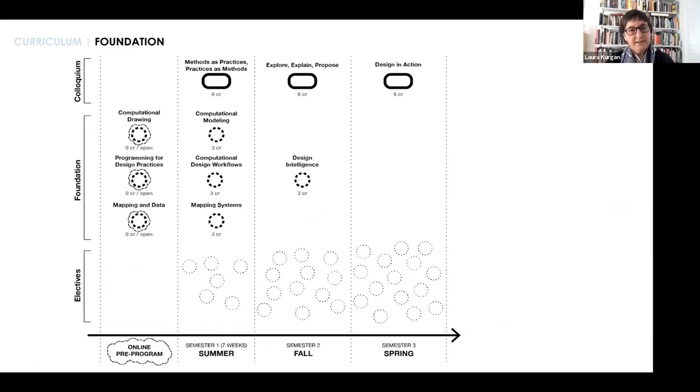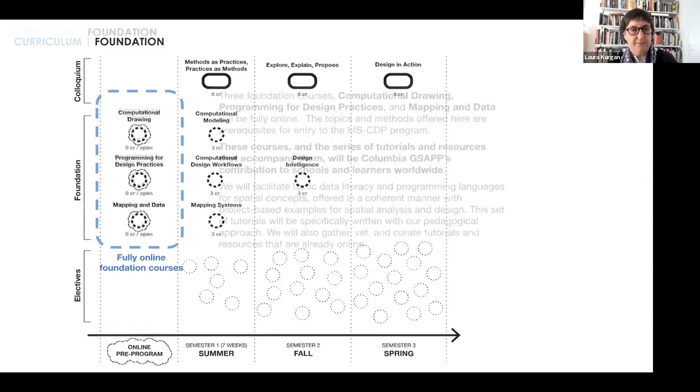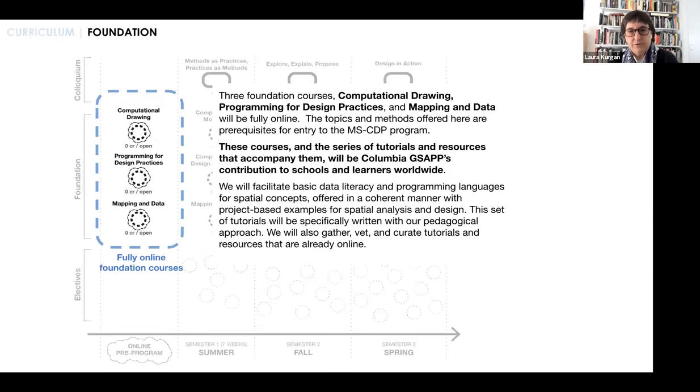Okay, so then the next part we're going to talk about is the foundation part of the program. And I'm going to start here by talking about the zero credit fully online foundation courses. So everybody that gets accepted to the program is asked to consider the skills which they currently have and what skills they want to build before entering the program. So to do that, we've got three kinds of courses: computational drawing, programming for design practices, and mapping and data. And through this interface that we've designed, there are a series of tutorials that accompany them.